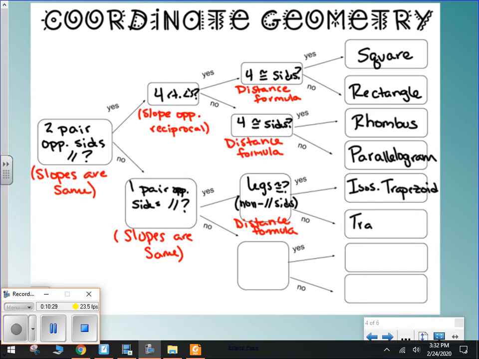Now, if you don't have any sides that are parallel, none of the slopes are the same, your next question is going to be, do I have two consecutive sides congruent? And again, that's going to be using distance formula. And remember, when I say consecutive, I mean two sides that are right after each other. If they're both congruent, then that figure is going to be a kite. If you say no, then the most specific name I could use is a quadrilateral because it has four sides, but it doesn't have any of the special properties, not even a parallelogram property.